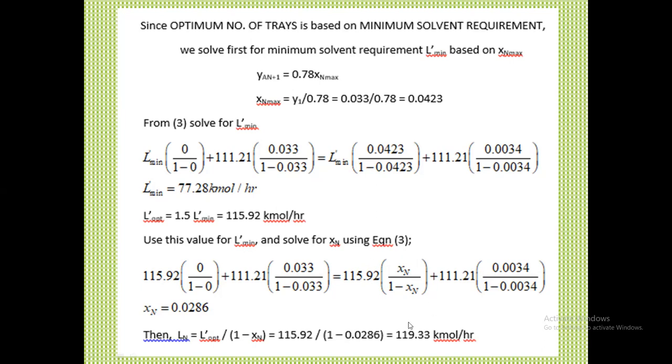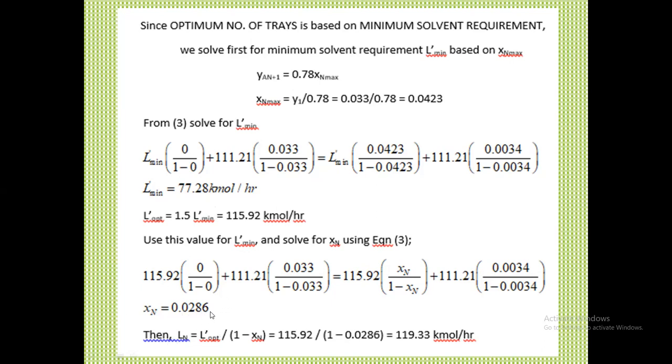Why will your X sub n be changing? You may wonder, since we already determined the minimum solvent requirement, why would we still determine a new X sub n, or a new X sub a1? Of course, common sense will tell you your X will be different because you're using more solvent this time, more than the minimum requirement. So the original will be changing, and the new value is 0.0286. The original accounted for the minimum solvent, while this one is using the optimum amount, so it is different too.